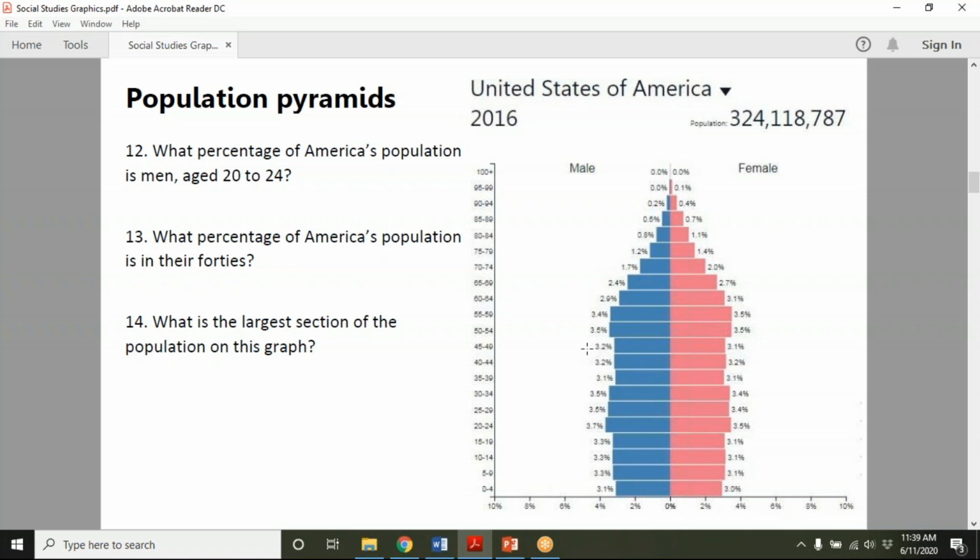So if we gathered up 100 Americans, 6.4% of them would be in their 40s, age 40 to 49.